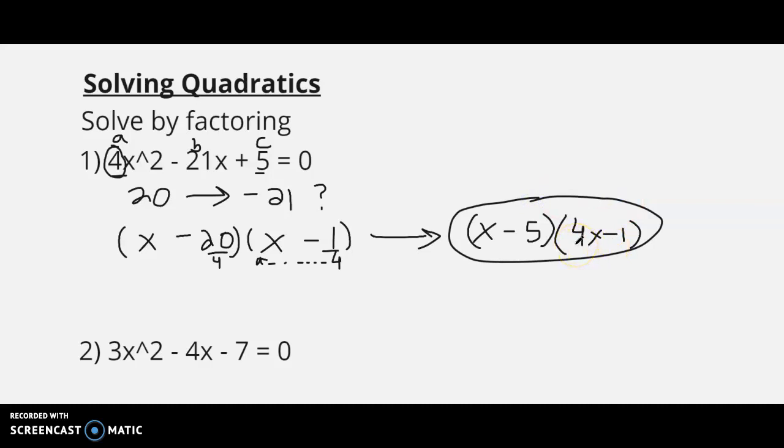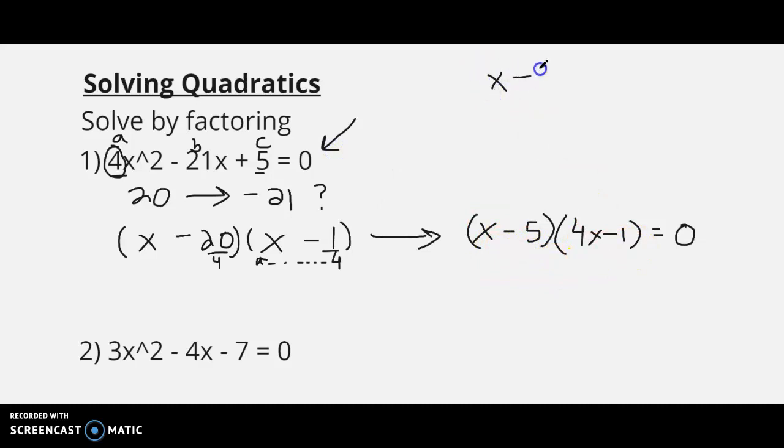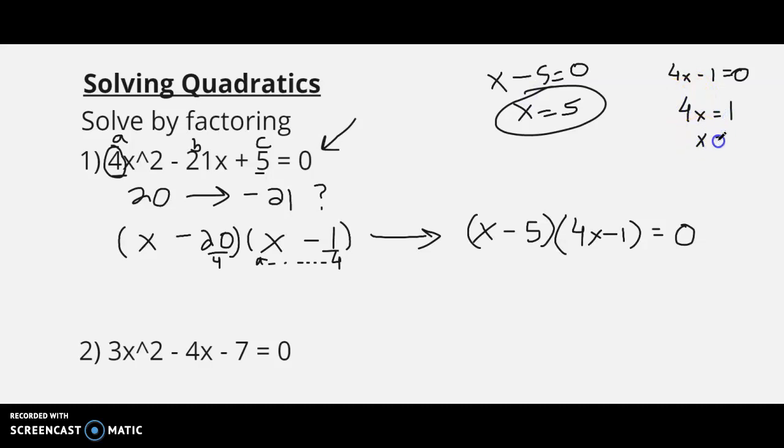Now, we are going to solve it, it isn't just factoring, so what we do need to do is set it equal to 0, because remember our original problem equal to 0. And then we're solving each of these. We kind of have like two mini equations. You have x minus 5 equals 0. And then you have 4x minus 1 equals 0. Solving this for x, add 5, x equals 5. That's one solution. Solve this one, add 1 to both sides, divide by 4, x equals 1/4.